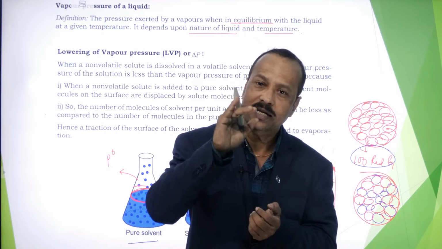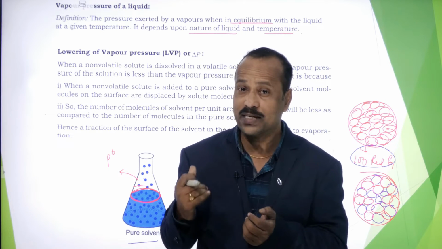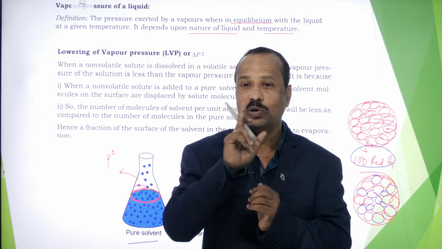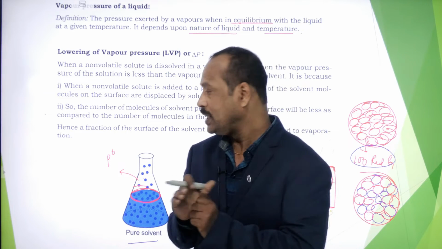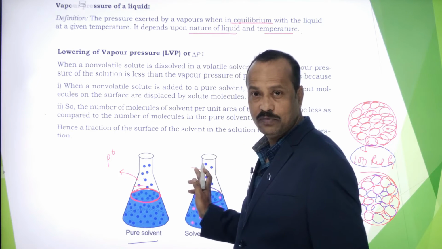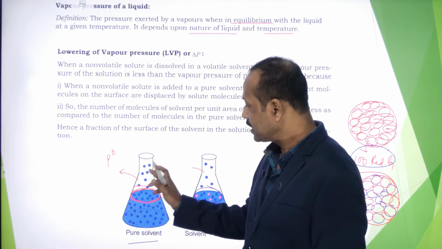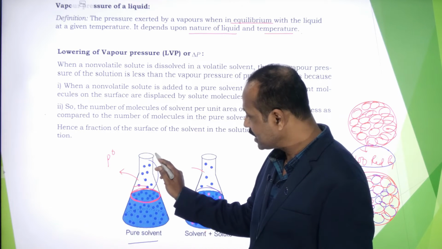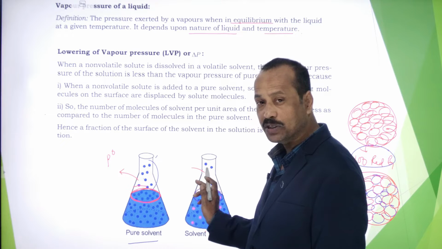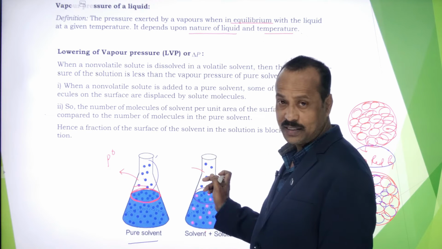Now they exert the pressure, but the pressure is less because only fewer water molecules are getting evaporated. So only those molecules are exerting the pressure. Here the number of water molecules converted into vapor is less. Here the number of water molecules converted into vapor is more. So the pressure exerted by this one is greater than the pressure exerted here. Is this clear to you?